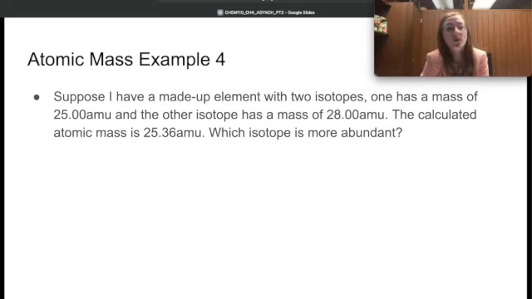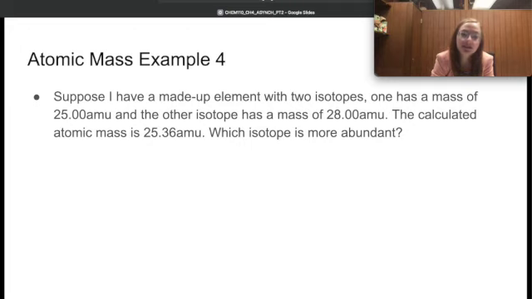So number 4 is saying, again, I've got a made-up element with 2 isotopes. One has a mass of 25.00 AMU, and the other has a mass of 28.00 AMU. And the calculated atomic mass that I get is 25.36 AMU. I'm trying to determine which isotope is more abundant. Which one is more abundant? Go ahead and pause, think it through yourself, and resume to see which isotope is more abundant.